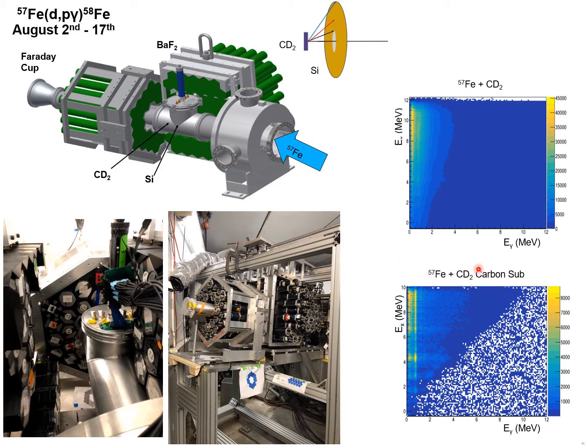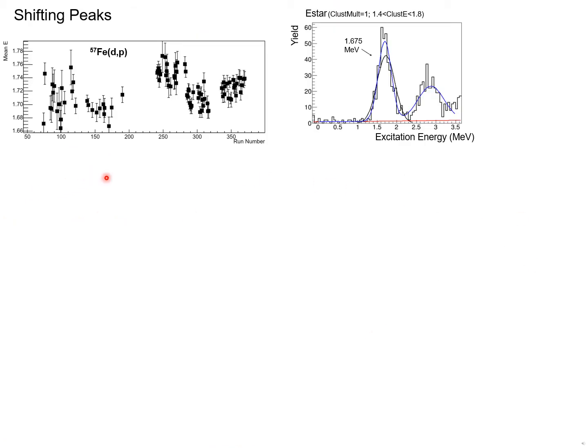If we look at some preliminary data here on the right, on the top I have the E gamma-EX matrix for the uncorrected spectrum. This is the raw data. There's nothing super interesting here, but when we apply carbon subtraction using a carbon target run, we see some lines that represent particular populated excited states and the gamma rays emitted from those states. So this is promising.